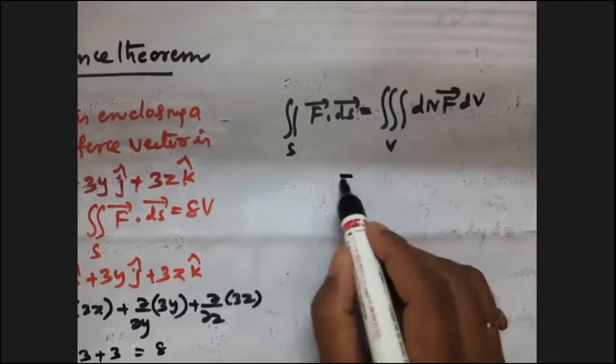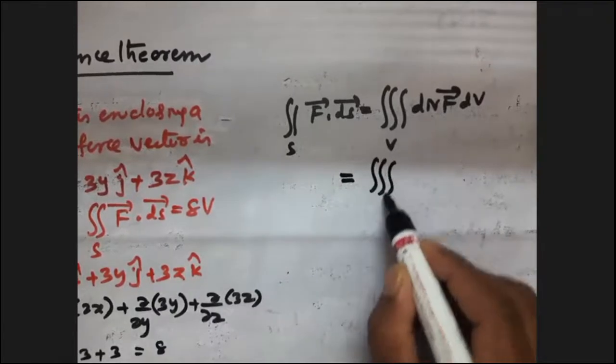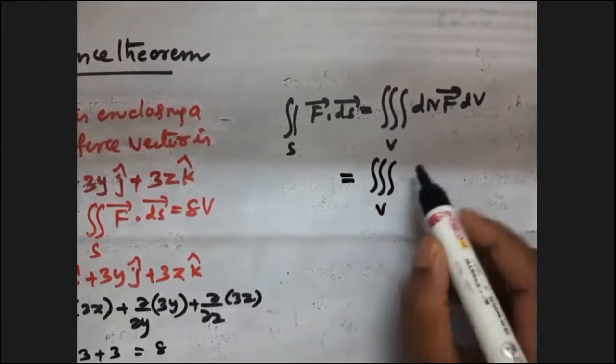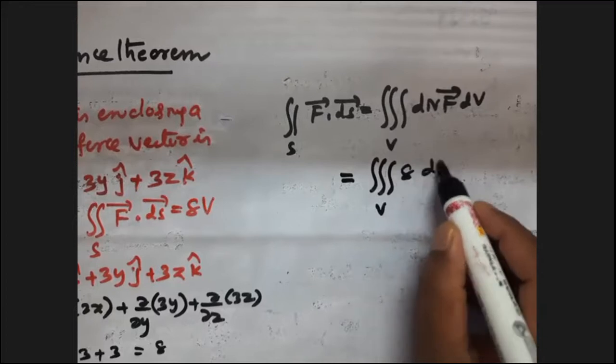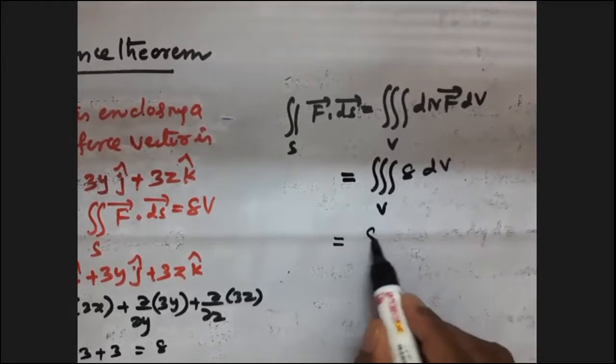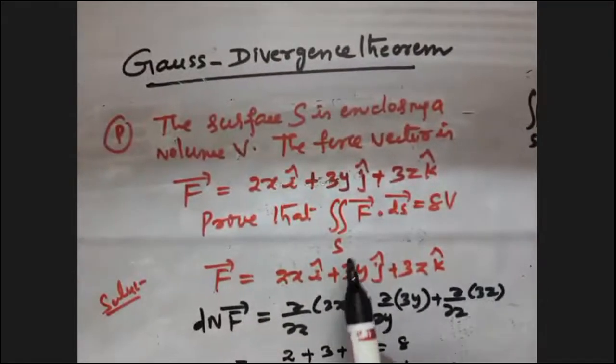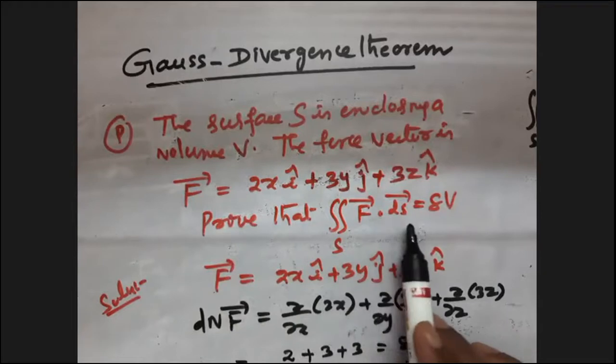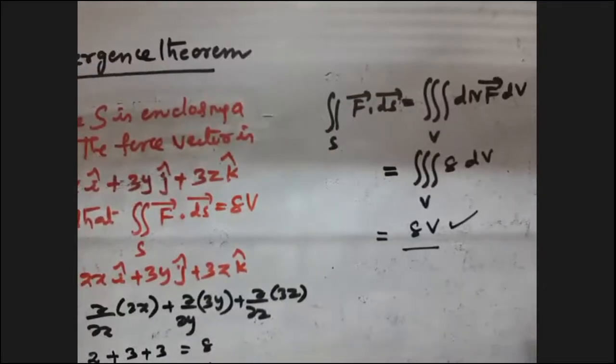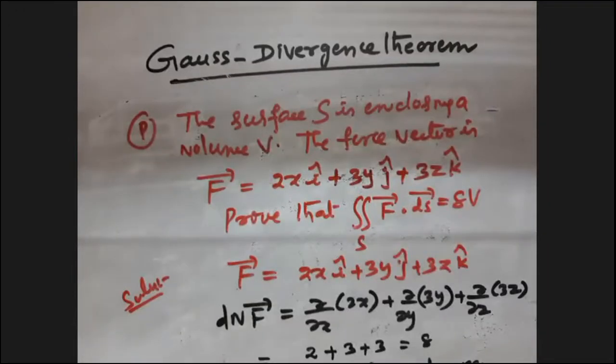I have written the volume integral of div F bar. We got 8 dV, you write 8 outside. The volume integral of dV is V. Answer V. So the question: prove that the surface integral of F bar dot dS bar equals 8V. So that is what we got here, 8V. So in this model, you may expect the question. So one more problem, let us see.